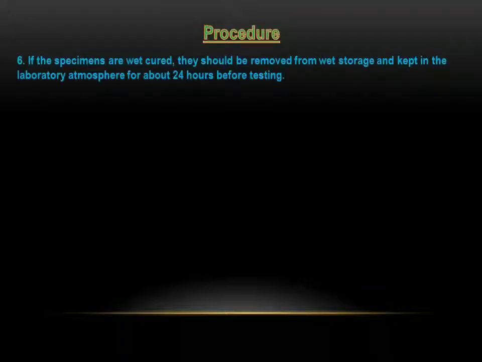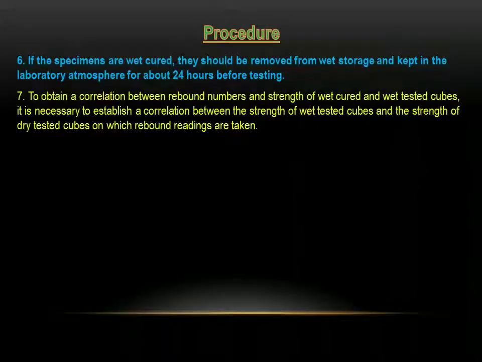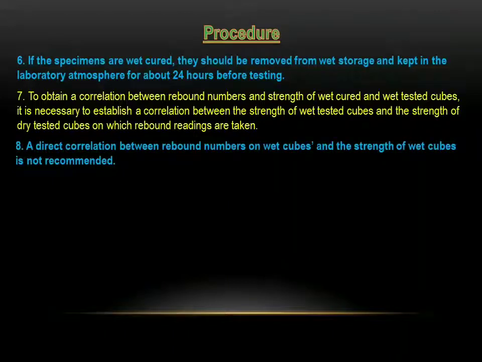If the specimens are wet cured, they should be immediately removed from the wet storage tank and kept for 24 hours in normal atmospheric condition. To obtain a correlation between rebound number and strength of the wet cured and wet tested cubes, it is necessary to establish a correlation between the strength of wet tested cubes and the strength of dry tested cubes on which rebound readings are taken. A direct correlation between rebound numbers on wet cubes and the strength of wet cubes is not recommended.